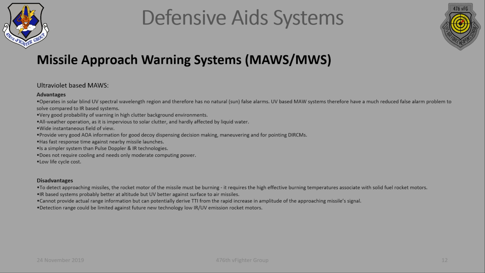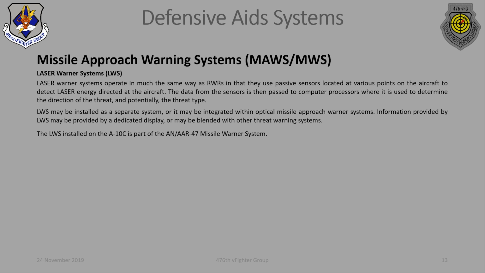Can't derive range, however, in real life, it can potentially provide a time to impact in some systems, depending on how quickly the system signal increases in strength. And obviously more modern missiles with low IR and UV emission motors reduce the effectiveness.